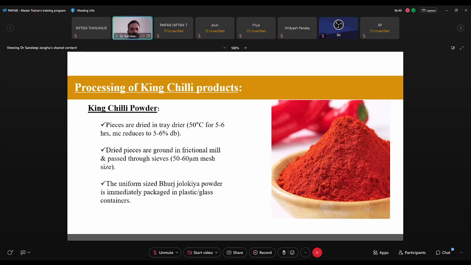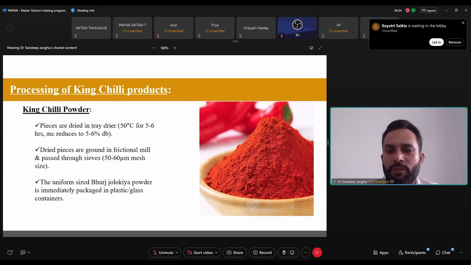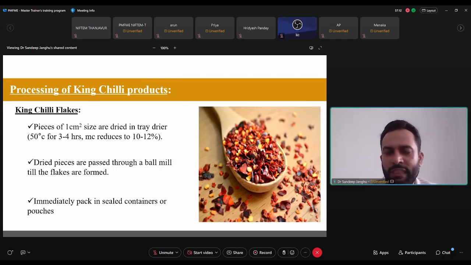For chili powder, after drying in tray dryers, the process we follow is at a lower temperature, somewhere around 50 degrees centigrade. It takes 5 to 6 hours to reduce the moisture content of the chili to 5 to 6% on dry basis. Then after powdering using a pulverizer or a grinder, we can sieve it and have the free flow powdered form of Bhut Jolokia. Then it can be packed using a form fill seal kind of machine. For most of the powdered spices, we use form fill seal machines for packing them.